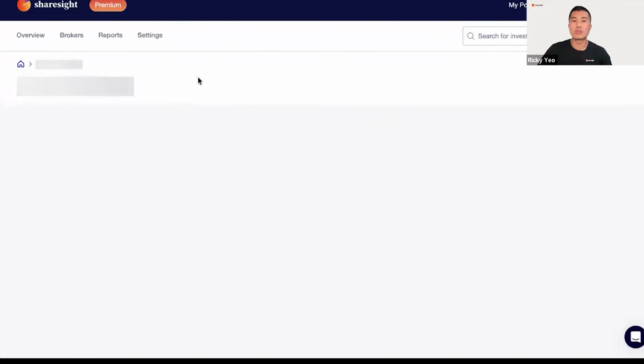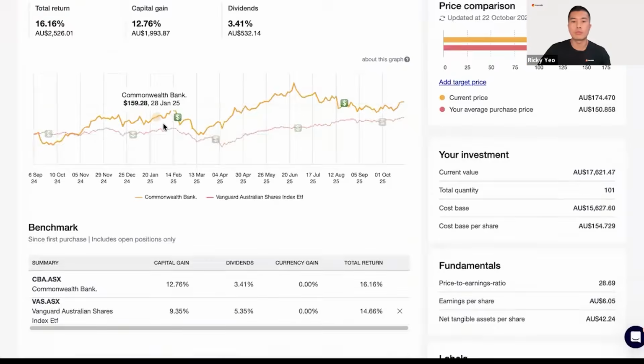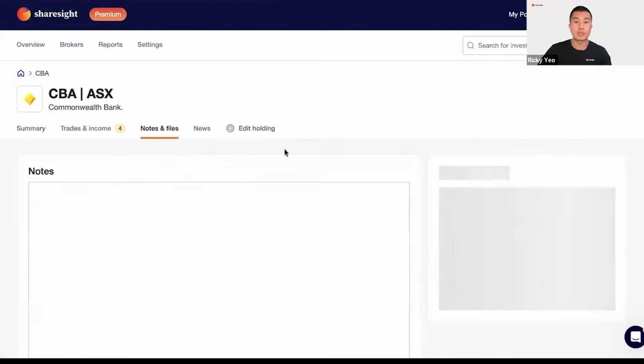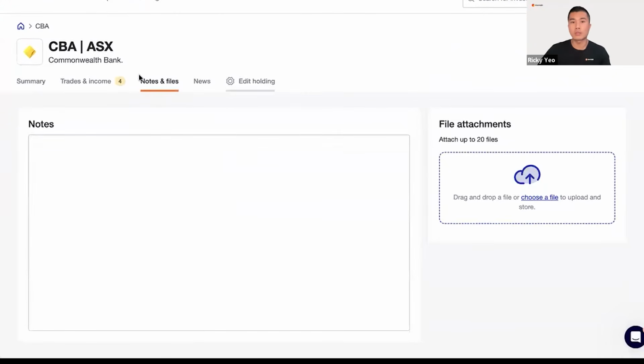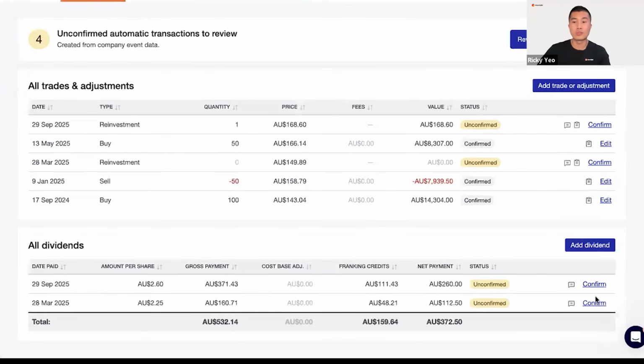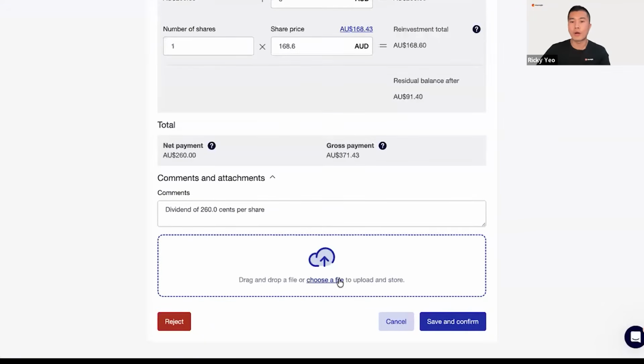But I would say there are two ways you can attach tax statements, and then when you share your portfolio with your accountant, they can see that. One way is obviously you can put it here. There's a file attachment. Under notes and files, you can attach up to 20 files. But this is not linked to any transactions. Or the other way is you can attach it onto individual dividends. So those are the only two ways you can attach a file. You can drag and drop a file over here, and then when your accountant looks at your portfolios, they can download the tax statements.